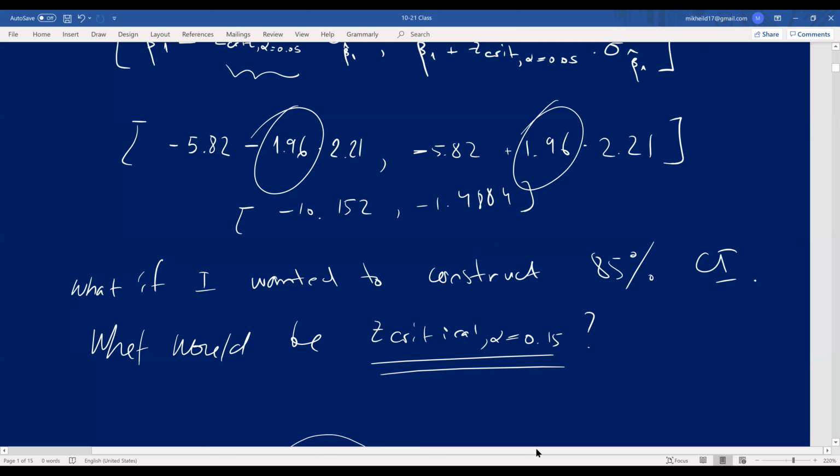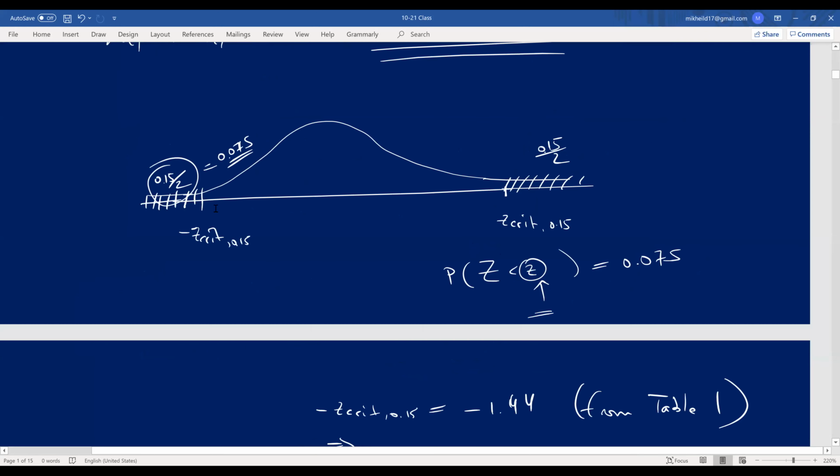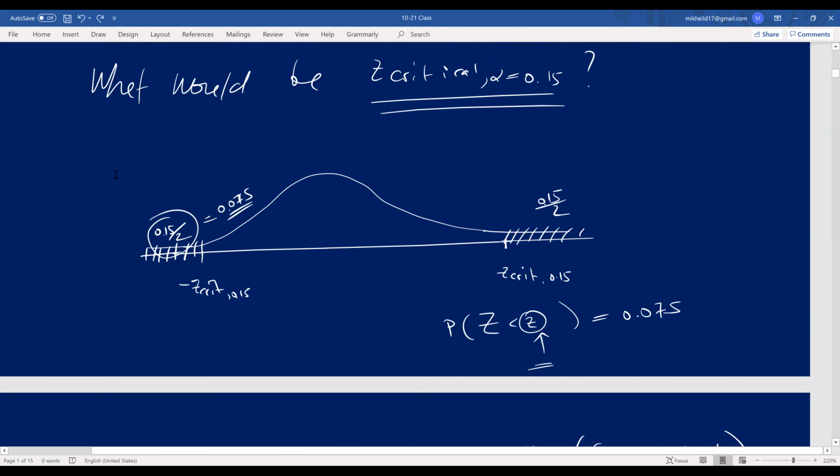Yes, sir. So the alpha in the second example is 0.15, right? Yes. Alpha is 0.15 divided by 2. Okay, but where is it? This is like 0.15 divided by 2. Sorry, it's not. Alpha is 0.15. Yeah, because for the other example you didn't divide 0.05 by 2, so I was just confused.